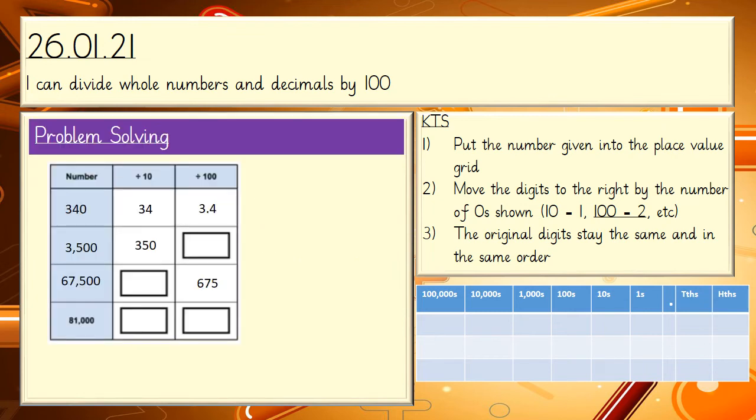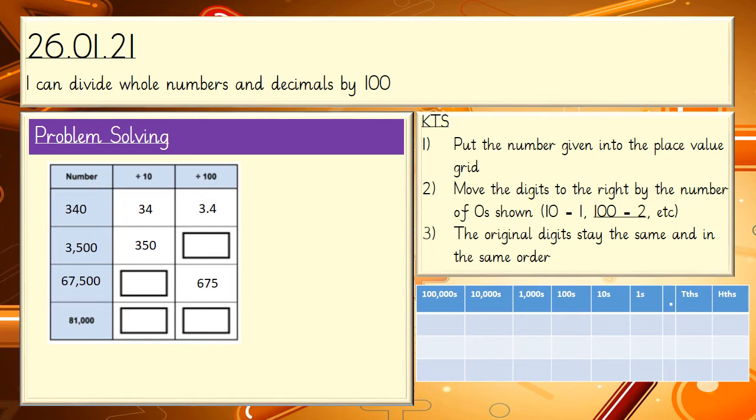Let's have a look now at an example of the problem solving question that you might come across on maths.co.uk. As you can see, there's a table here. There are 2 columns, one that says divided by 10 and one that says divided by 100. There's a number that's given on the left. I will start with that number and then I will work across.